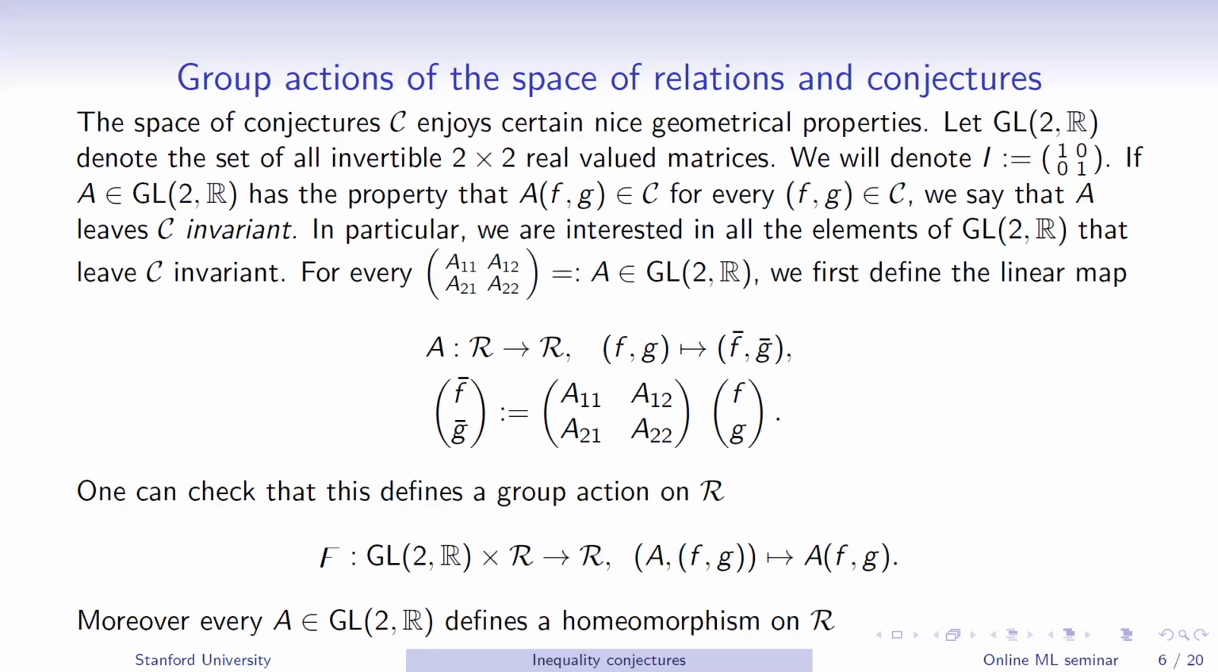What you can realize is that not all points in our space of conjectures are giving you new information. For example, if I give you one conjecture f, g and another conjecture, let's say f prime, g prime, you can add both sides of this inequality. So let's say f is less than g, for example, and f prime is also less than g prime.